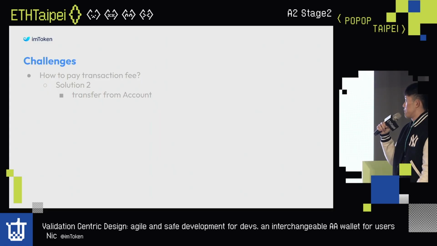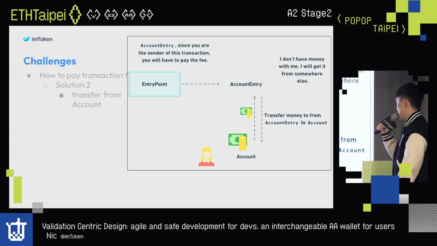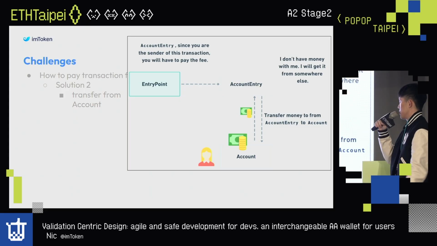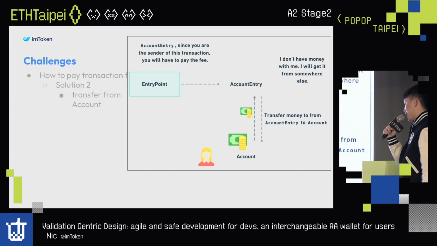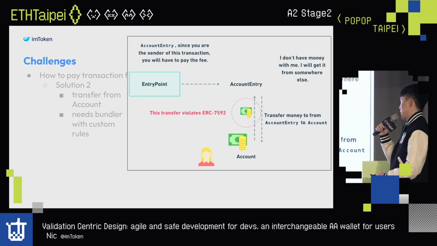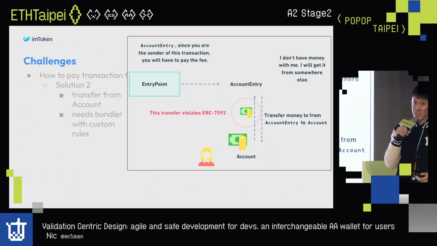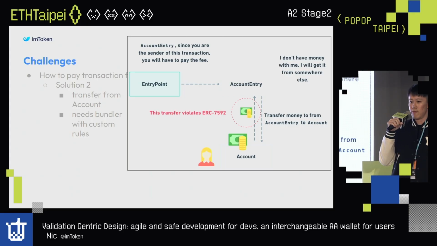So solution two, you can transfer from the account, right? After all, you have all your assets on the account contract. So once the entry point asks the account entry contract to pay for the fees, the account entry can in turn ask the account contract to transfer money to it so that it can pay for the fee. But there's a catch: this transfer will violate ERC 7592. This is a bundler regulation rule for AA. All these rules are to prevent bundlers from being DOS attacked.